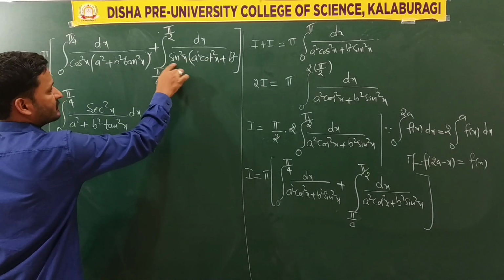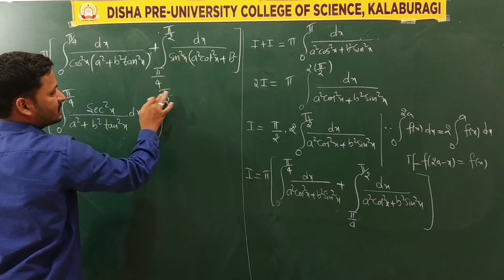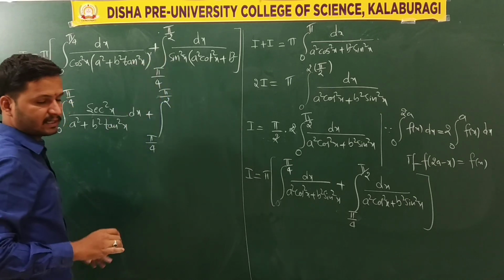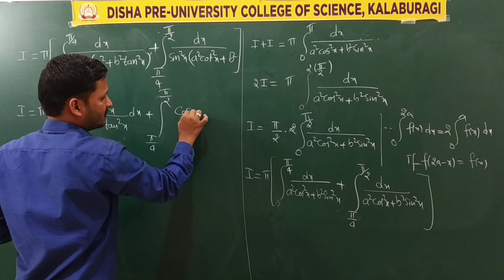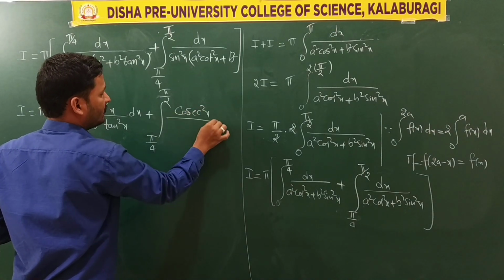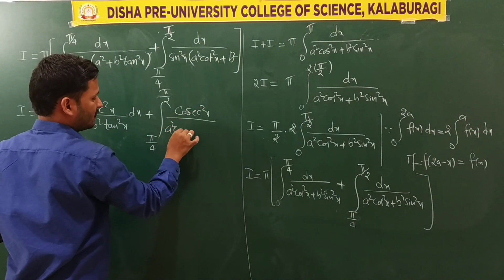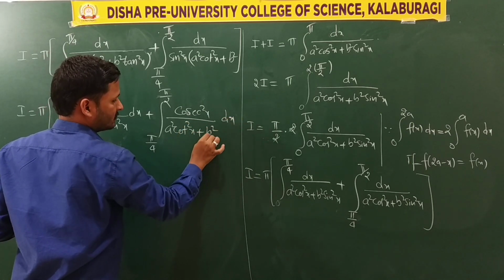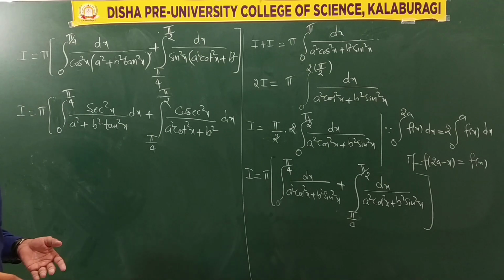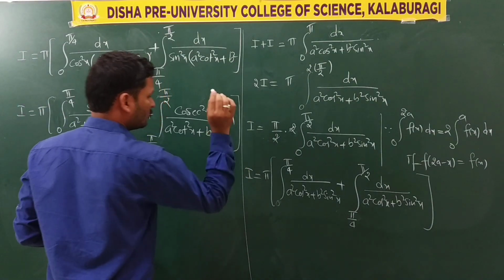So again here sin square x is there, so 1 by sin square x, the reciprocal of sin theta is cosec theta, so 1 by sin square x is cosec square x, divided by a square cot square x plus b square into dx. So the next step is to substitute.